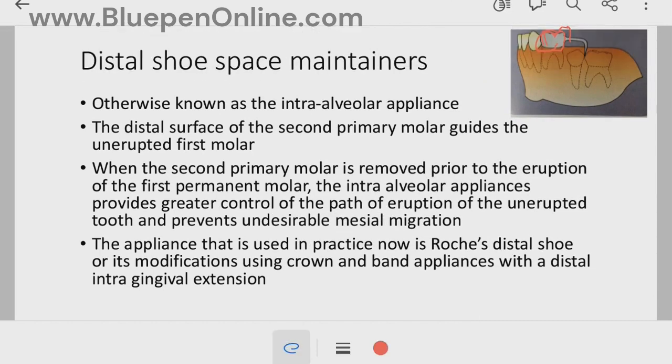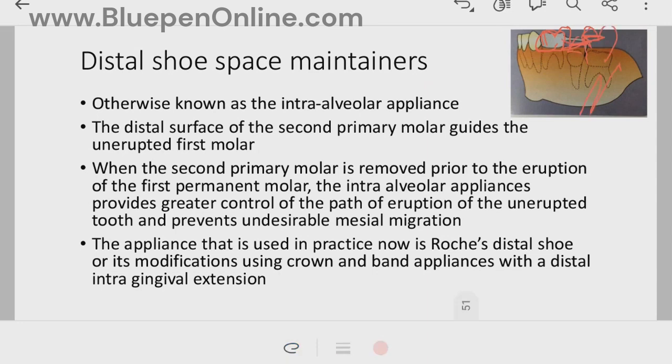When the second primary molar is removed prior to the eruption of the first permanent molar, you use the distal shoe space maintainer, because this provides greater control of the path of eruption of the unerupted tooth and also prevents what? Undesirable mesial migration. When this comes, it can go into mesial migration. We don't want that, that is undesirable. So, in order to prevent that, you can use this.